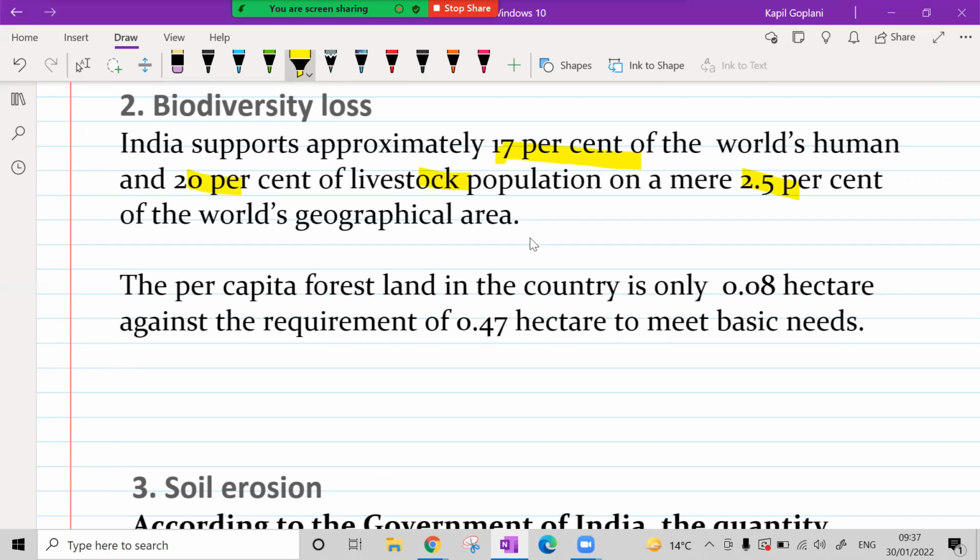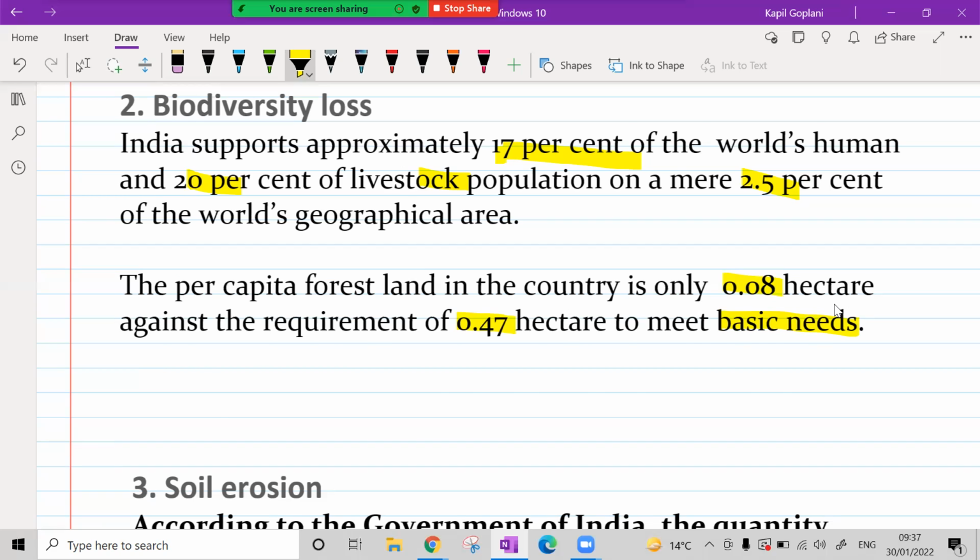Secondly, as per the calculation, the per capita forest land is 0.08 hectare against the requirement of 0.47 hectares to meet the basic needs. If the availability of forest is not there, what will happen? Biodiversity will suffer huge loss, because many species are getting extinct or are changing their native place from India to abroad. So this is again a cause of concern.